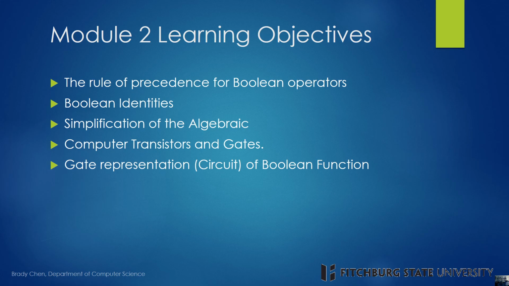And then we're going to use these Boolean identities to simplify some of the algebraic expressions. Okay, and then we're going to talk about the computer transistors and the gates. So some kind of computer electronic devices that we can use to perform these Boolean operations. We're going to talk about a gate representation, or what we sometimes call the circuit of Boolean functions.